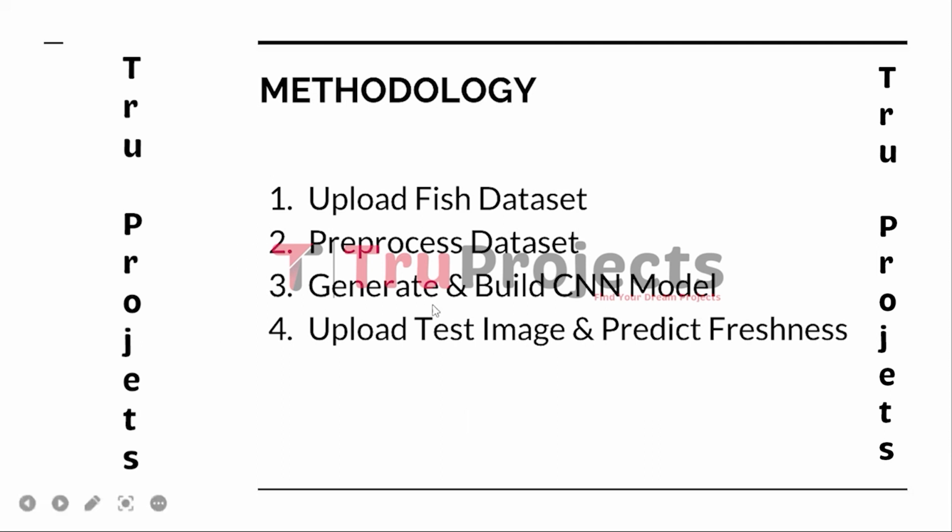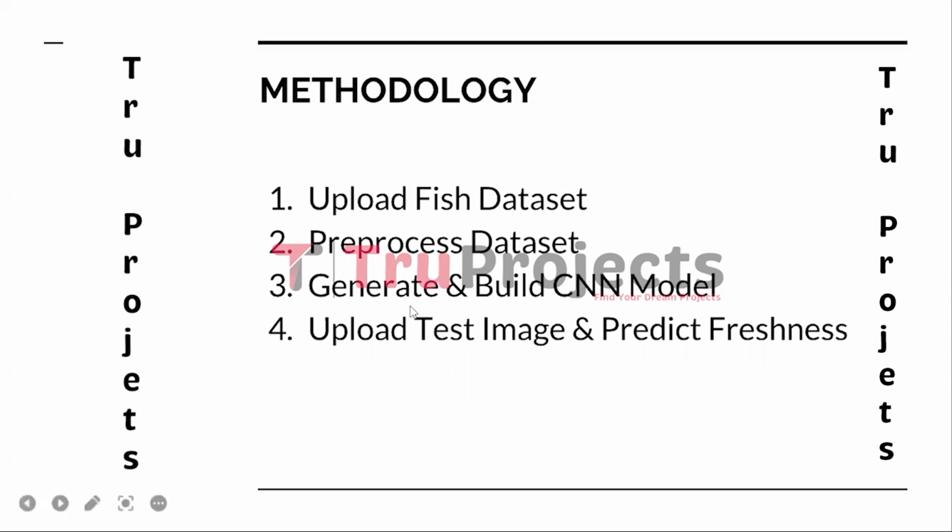And the second module is Pre-process the Dataset. In this module, the images from the fish dataset are read and processed to ensure compatibility with the convolutional neural network model. This pre-processing step typically involves normalizing the pixel values to a standard range and resizing the images to a uniform size that is acceptable for the CNN model.